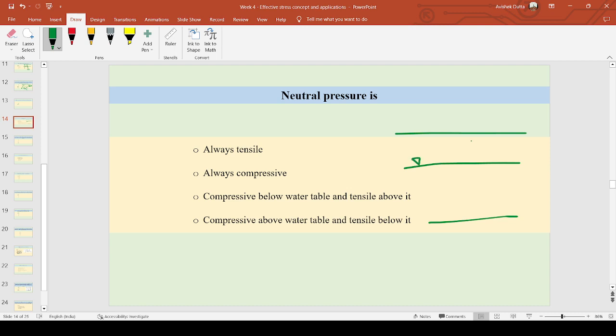The water table, this is a line. Below the water table it is positive. Above the water table, if it is there, then it is there by capillary action, so it will be negative. That is, tensile above the water table and compressive below the water table. This is the tensile zone, this is the compressive zone. Clear?